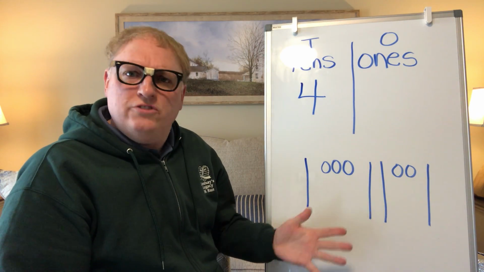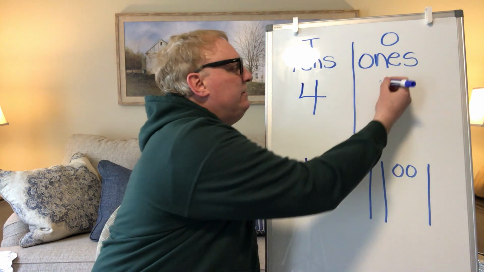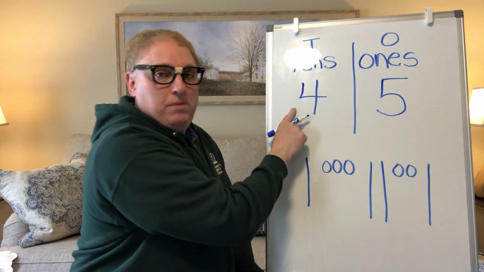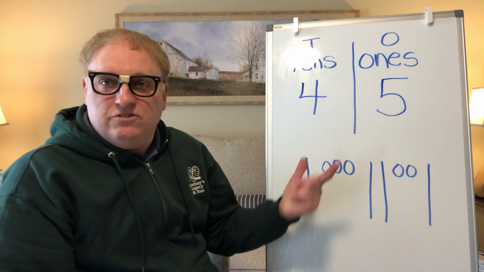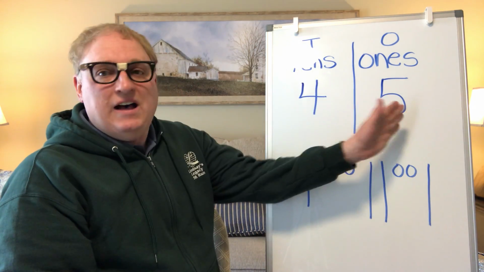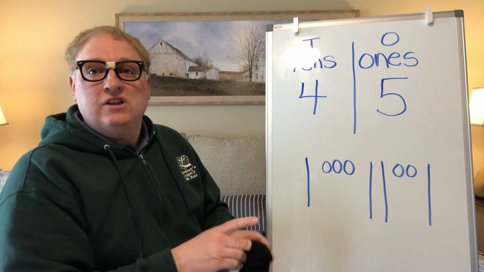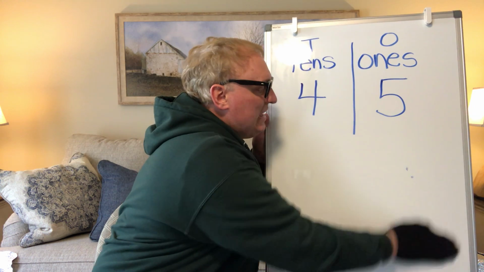How many loose ones do we have? 1, 2, 3, 4, and 5. So 4 tens, or 4 bundles of 10 or groups of 10, 5 ones. What number does that make, boys and girls? That makes the number 45. Excellent. Hopefully you had the same answers on your boards. Now if you want to go ahead and erase your boards, I'm going to erase mine using my sock eraser.